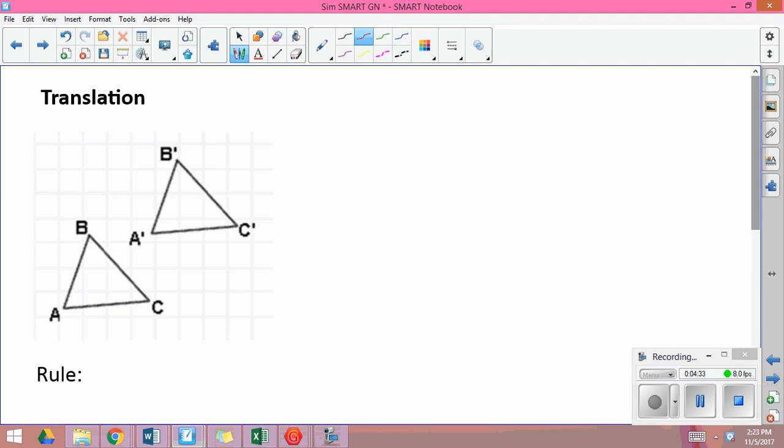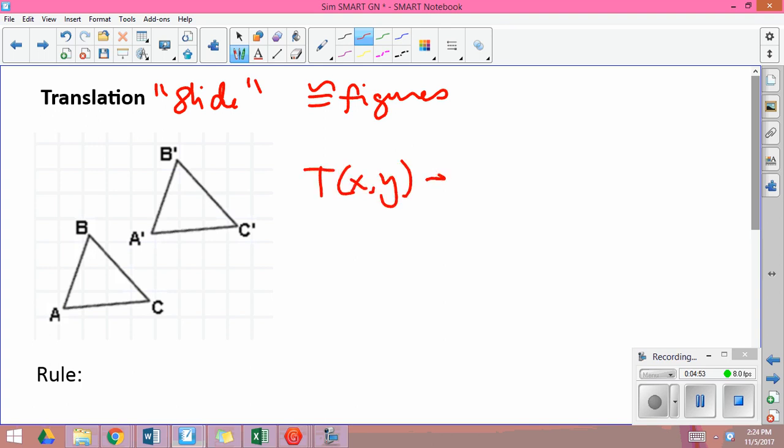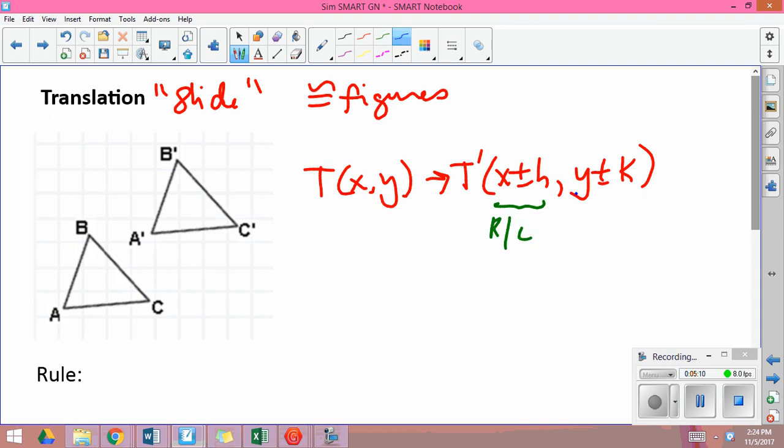Translation is another kind of transformation, and we call this a slide. We are just going to slide this left and right and up and down. Again, it makes congruent figures because it does not change the size or shape. Our general rule for this is going to take our original, and we are either going to add or subtract to our x. We are going to add or subtract to our y. This moves right or left, and this moves up or down, just like you would expect.